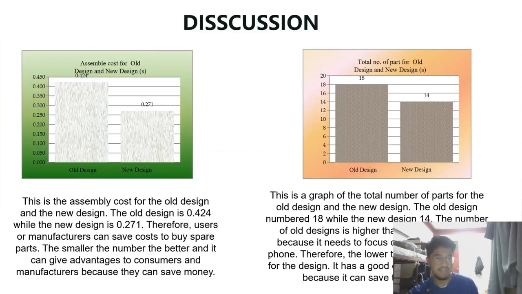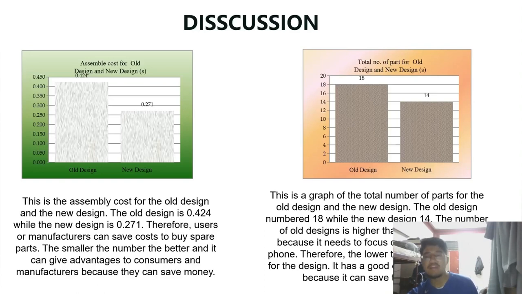Next, we reach the assembly cost on the left side. For the old design, it is 0.424, whereas the new design is 0.271. Therefore, users or manufacturers can save costs when buying spare parts. And the smaller the number, the better for consumers and also manufacturers because they can save money.